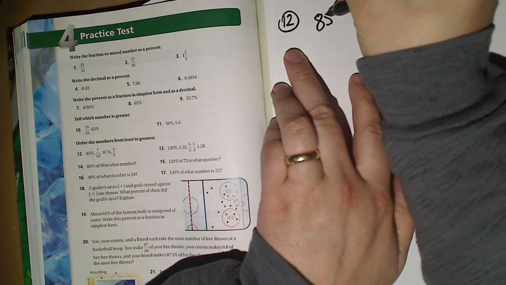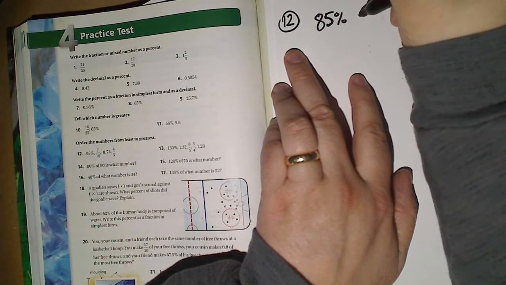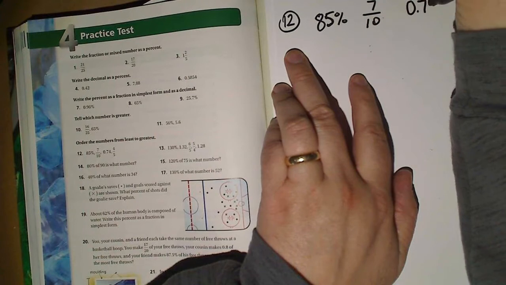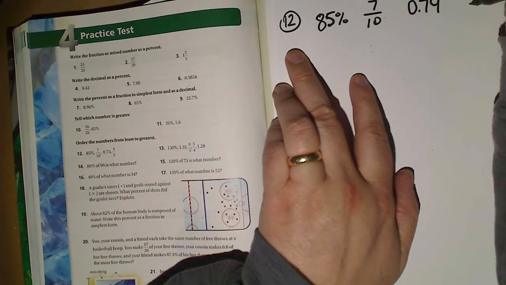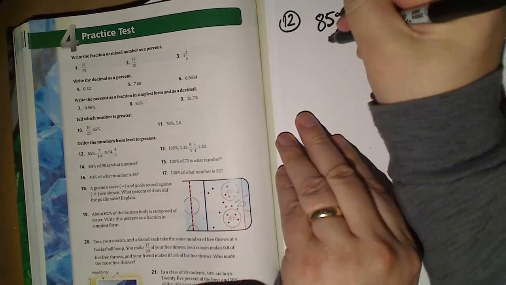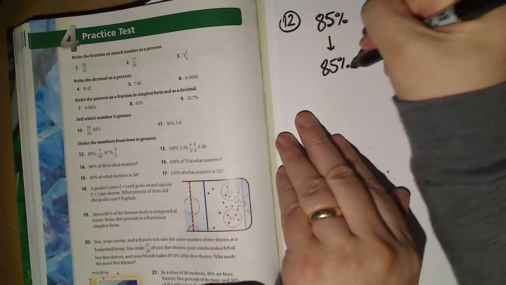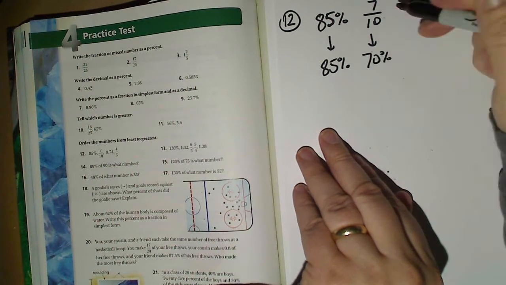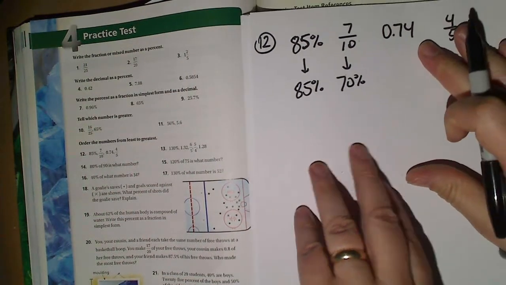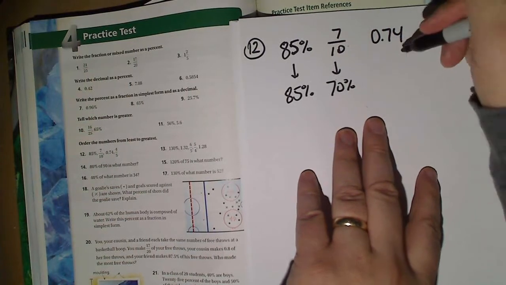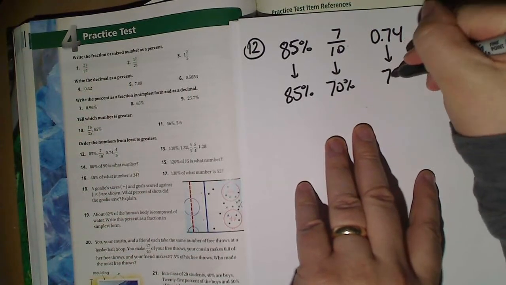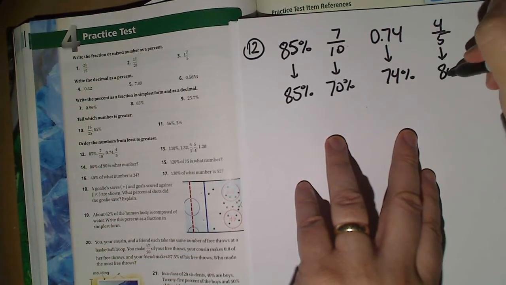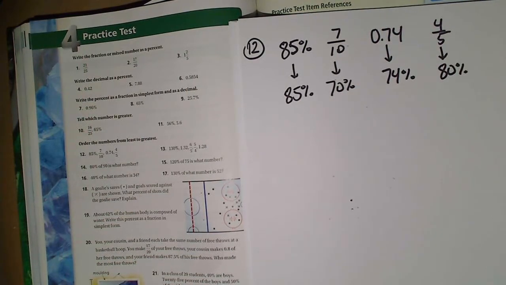So I have 85%. I have 7/10. I have 74 hundredths. And I have 4/5. So 85% becomes 85%, no change. 7/10, I know that one is 70%. 7/10, I could inflate that, multiply it by 10 if I wanted to. 74 hundredths becomes 74%. And 4/5, I've actually memorized this one too as 80%, but I could do the math there if I needed to.